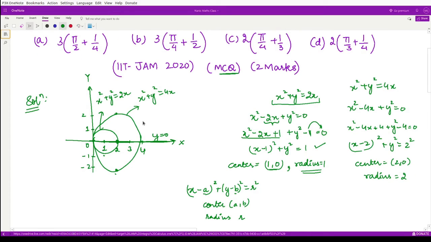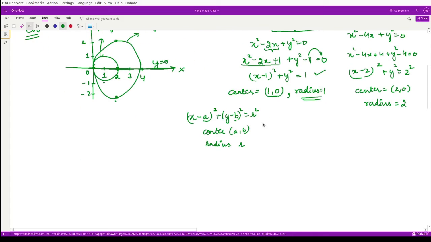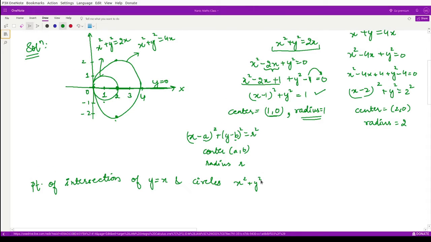So we'll calculate the point of intersection of the line y is equal to x. So point of intersection of the line y is equal to x and circles, these both, x square plus y square is equal to 2x and x square plus y square is equal to 4x.